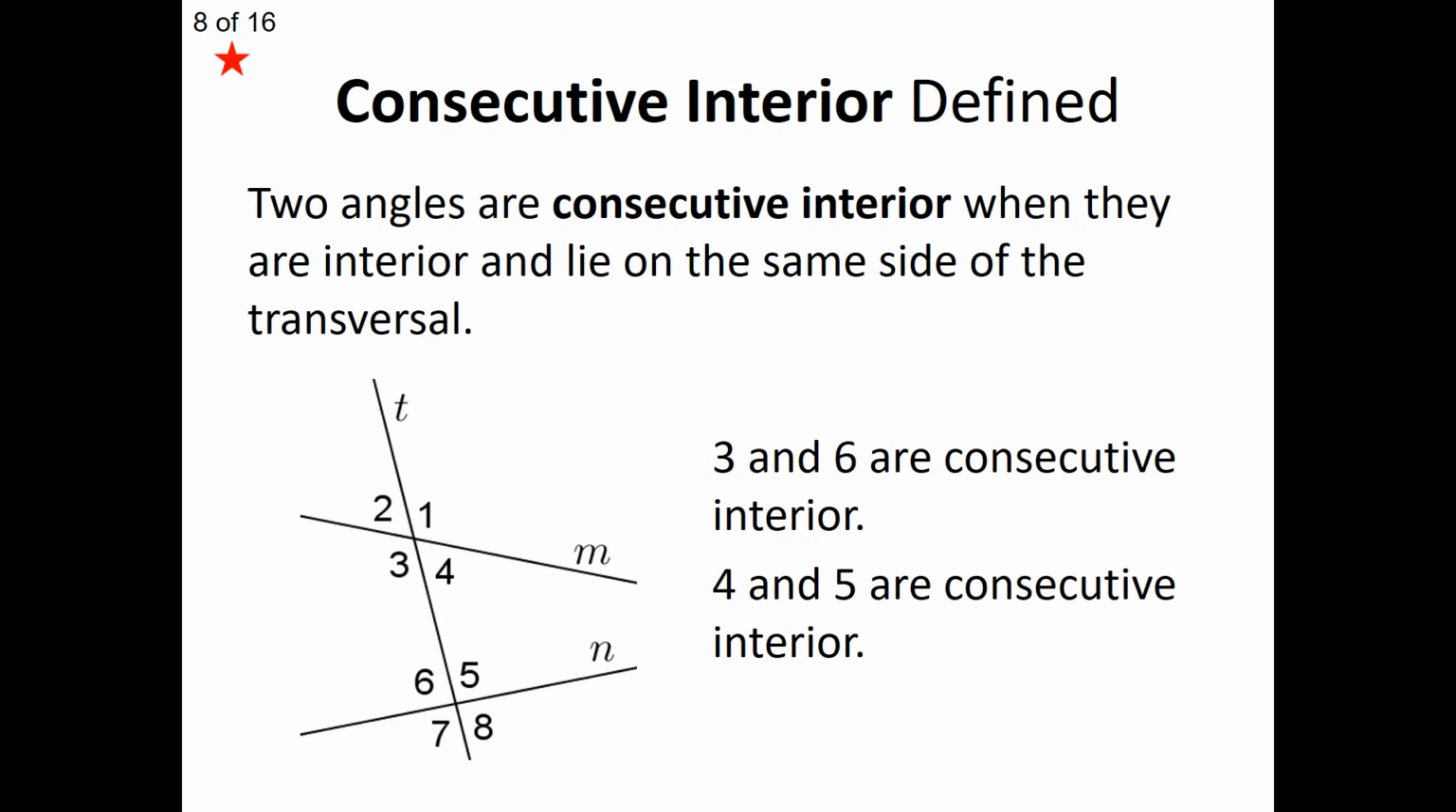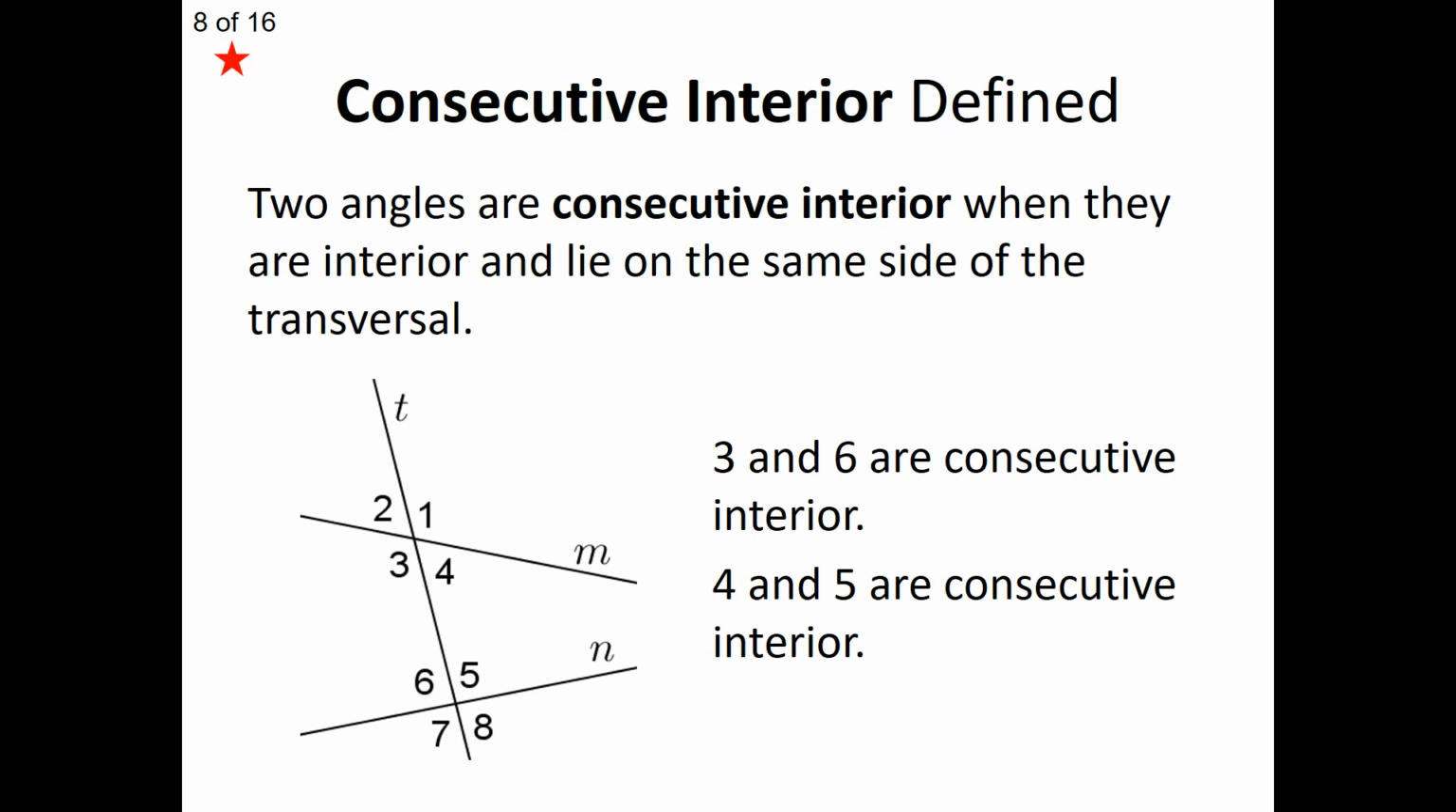The consecutive interior angles are the easiest to spot, and here's how. Consecutive interior angles are interior, which, right, it's in the title, meaning we're only dealing with angles that are interior. In this case, angles 3, 4, 5, and 6 are interior. So what does it then mean to be consecutive interior?